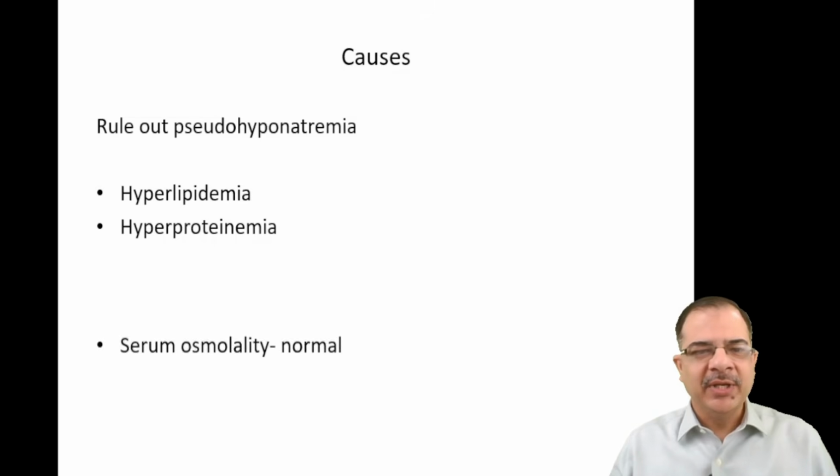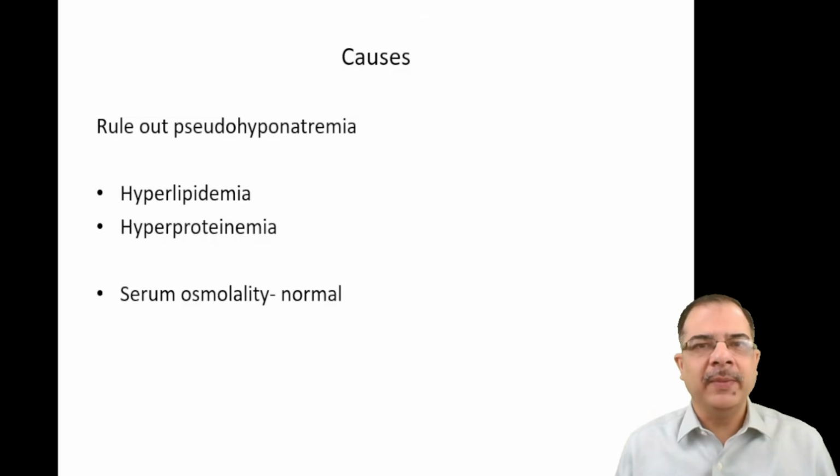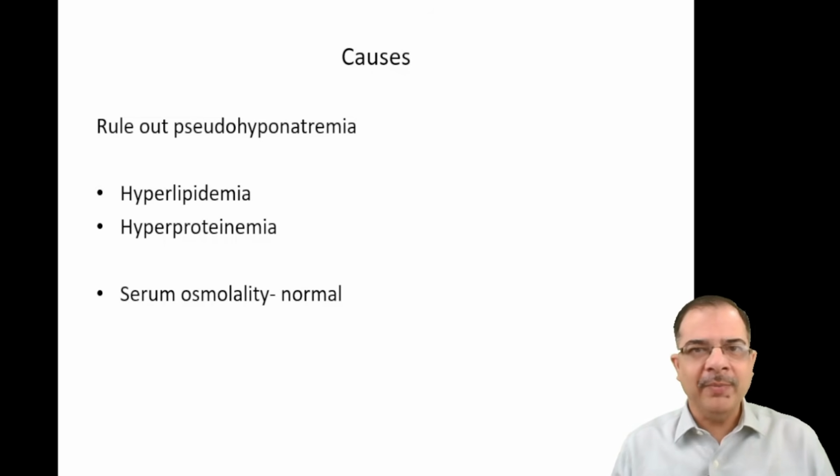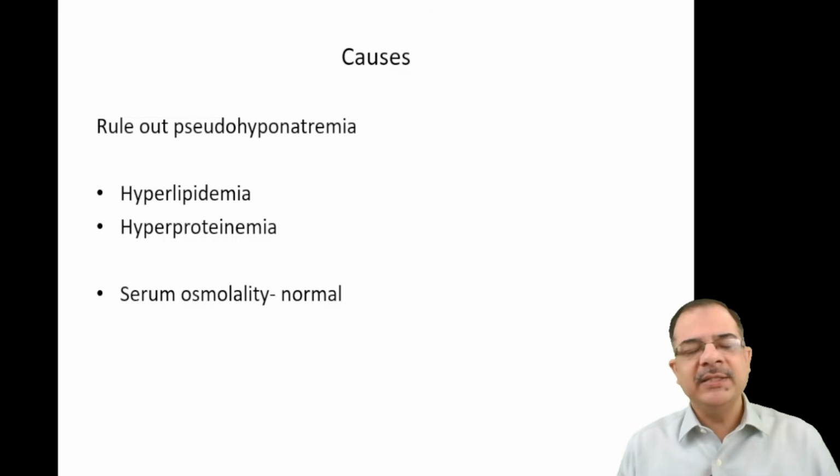But in these cases, the serum osmolality will be normal. Serum osmolality depends mainly on sodium. So if sodium is falsely low, osmolality will be normal. But if it is truly low sodium, then the serum osmolality will be low. Serum osmolality range is usually 280 to 310, or some books take it as 280 to 300. So once serum osmolality comes out low with a low sodium, then we say yes, it is a true low sodium case.